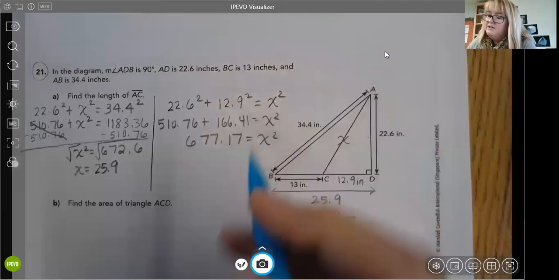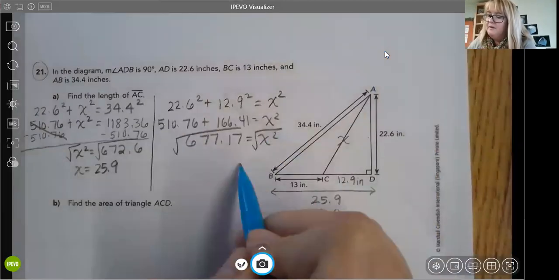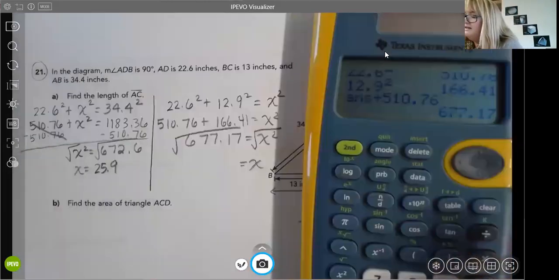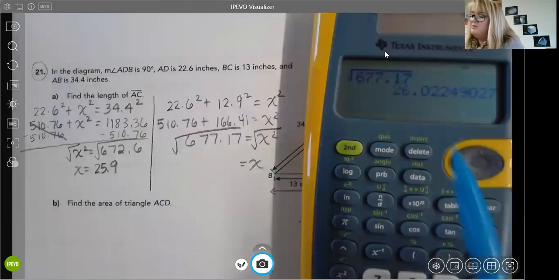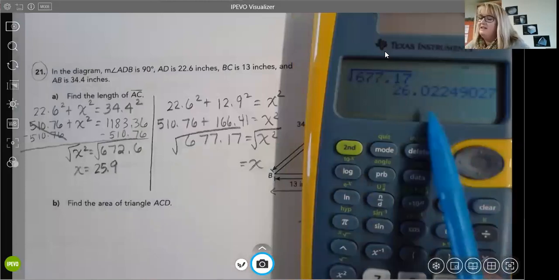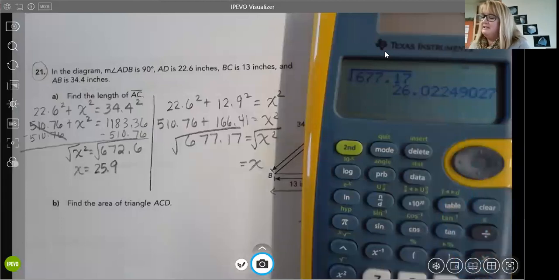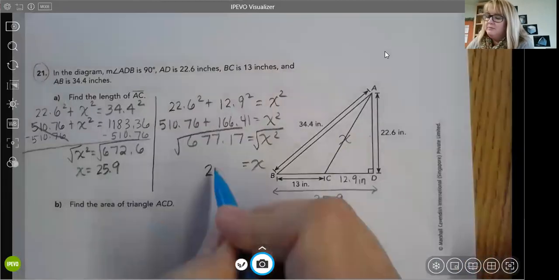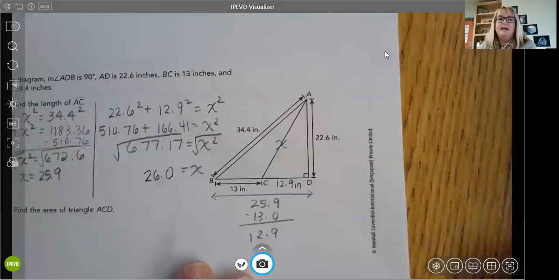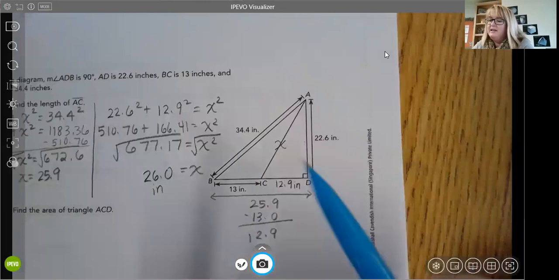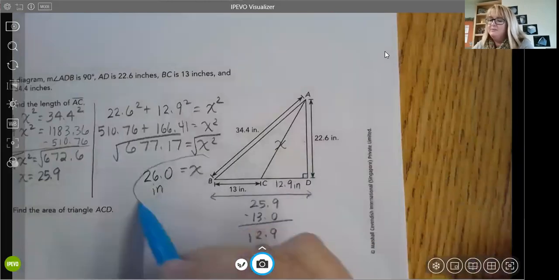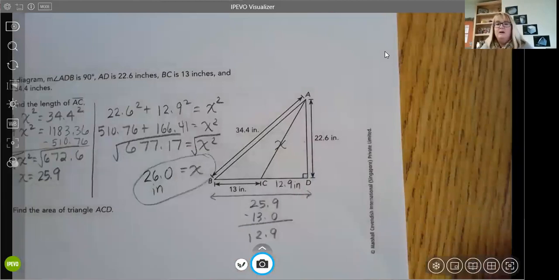But I'm going to need to square root both. Let's see what that is. Square root 677.17 equals 26.022. We're rounding to the nearest tenth. It's about 26. So about 26.0. All right, and it is inches. All right, so we know that x is 26.0 inches approximately.